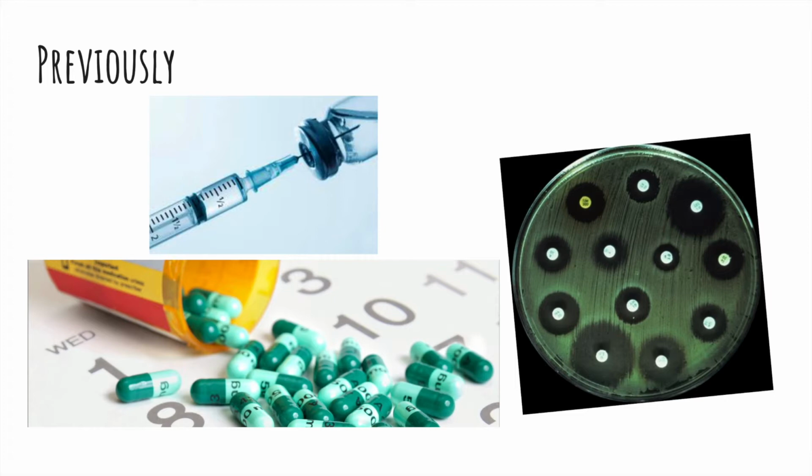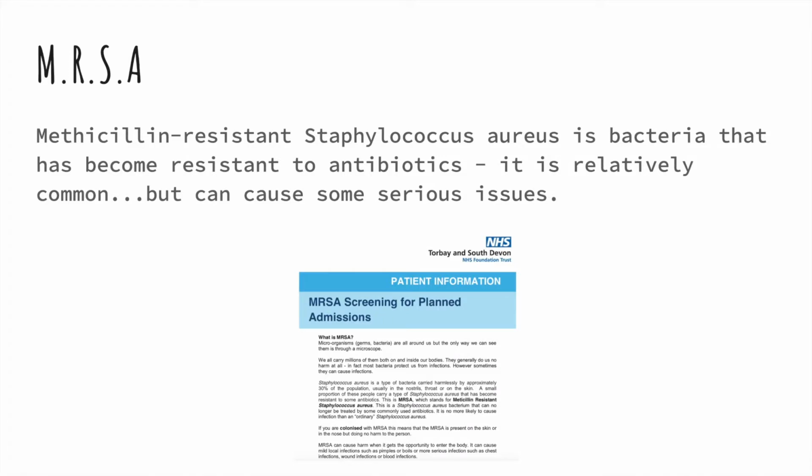Just in the same way that if you drink lots of alcohol, you become resistant to it and you don't get drunk so easily, bacteria becomes resistant to antibiotics. Okay, and the example that's often in the news that you hear a lot about, which you might well have heard of, is MRSA. This is a type of bacteria that has become resistant, and it is relatively common.